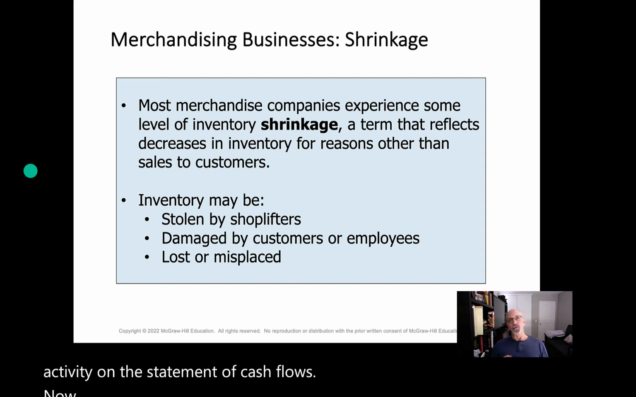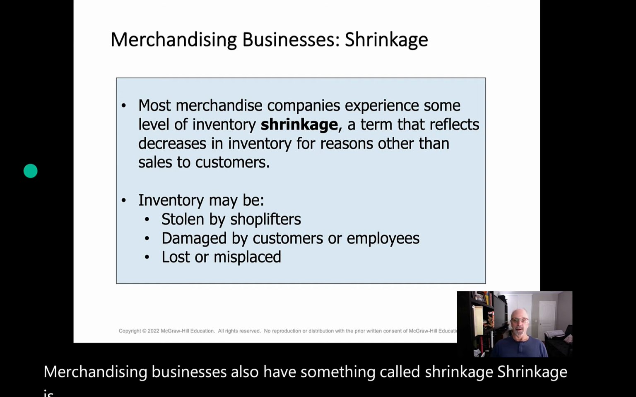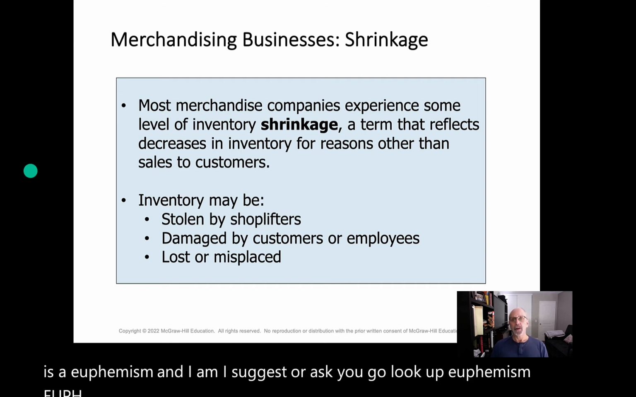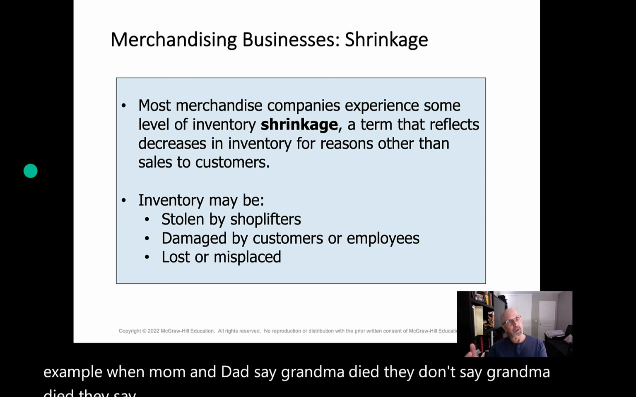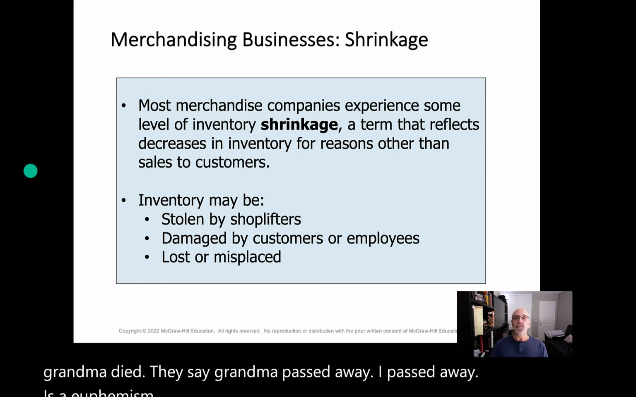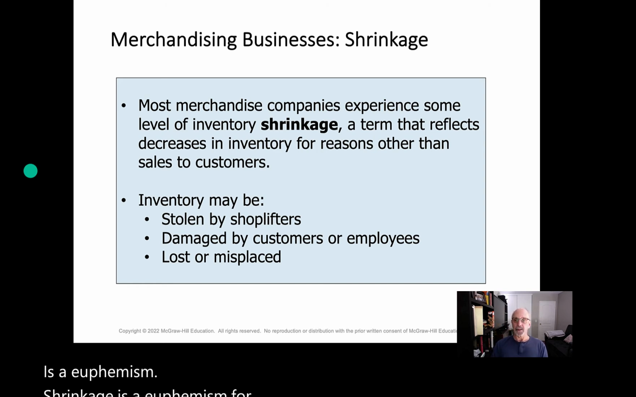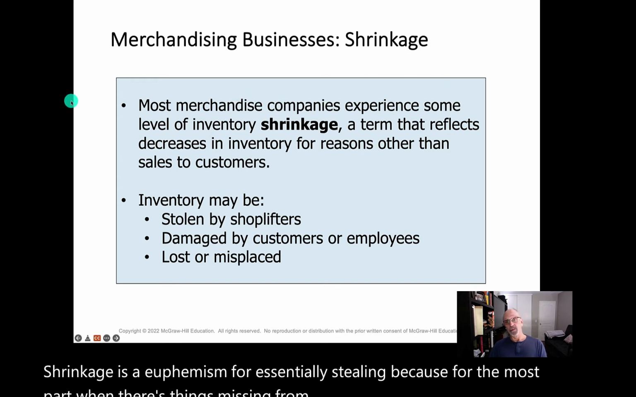Now, merchandising businesses also have something called shrinkage. Shrinkage is a euphemism, and I suggest you go look up euphemism. A euphemism is a nice way of putting something else. So, for example, when mom and dad say grandma died, they don't say grandma died, they say grandma passed away. Passed away is a euphemism. Shrinkage is a euphemism for essentially stealing, because for the most part, when there's things missing from the inventory, it means that the employees took something out.